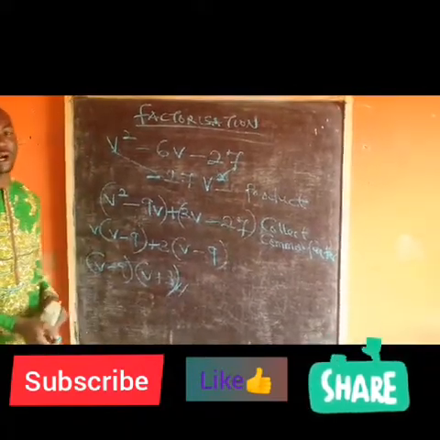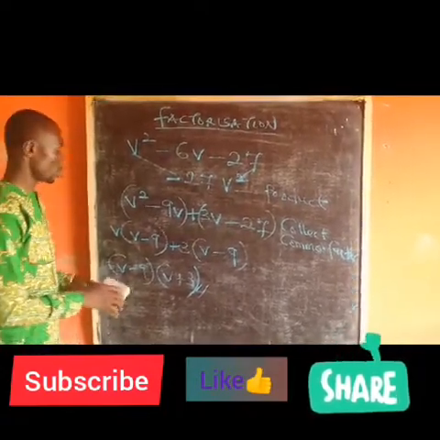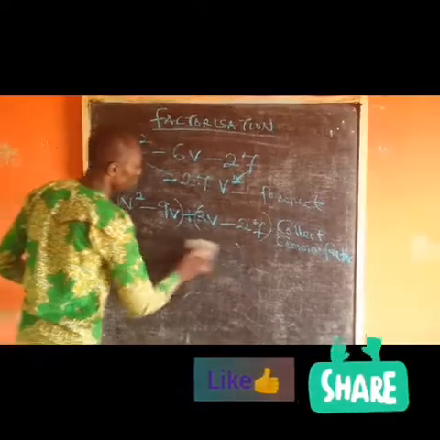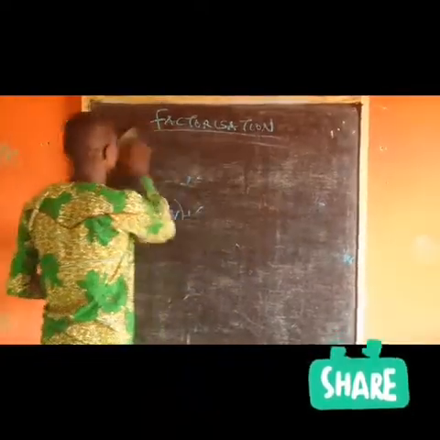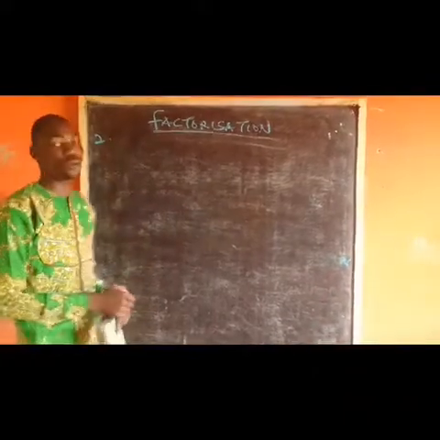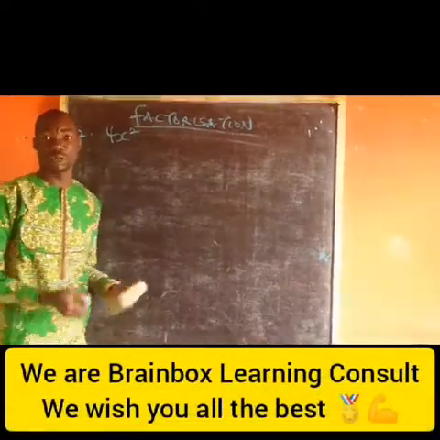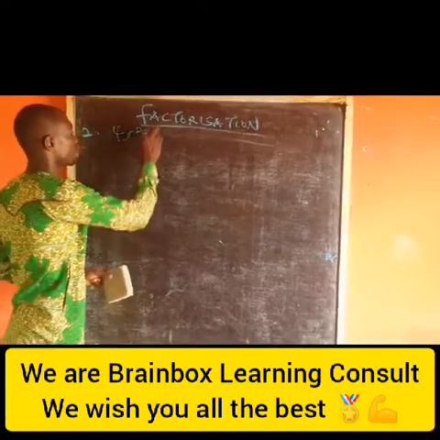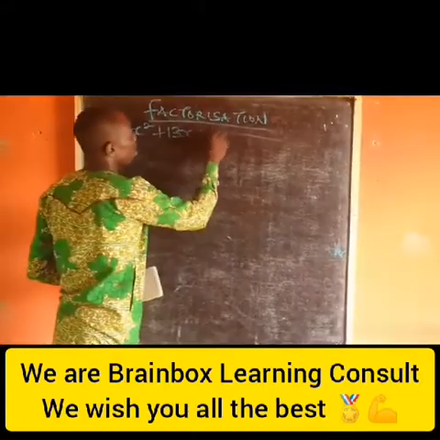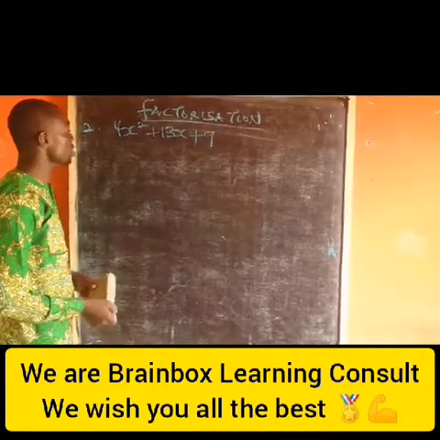This is how you can factorize. So quickly, let me show you another so that you understand better. Let me call this example 2. So let's say 4x squared. Don't forget, I told you that when you follow the instructions properly, you will get the values. There is no big deal on how to factorize quadratic equations.